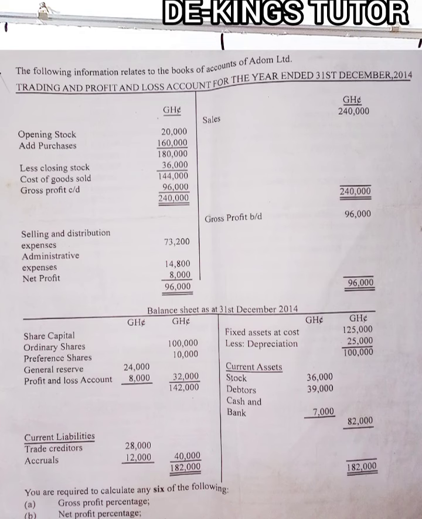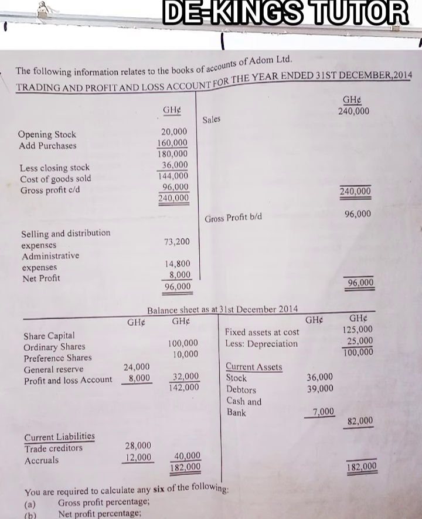Now you see the trading profit and loss account there, showing the opening stock, purchases, closing stock, cost of goods sold, gross profit, and also selling and distribution expenses and all other expenses. And we see the gross profit there, 96,000, the net profit 8,000. And we also see the balance sheet there, the share capital, which is the ordinary share 100,000 Ghana cedis, preference share 10,000, general reserve 24,000, profit and loss account 8,000.